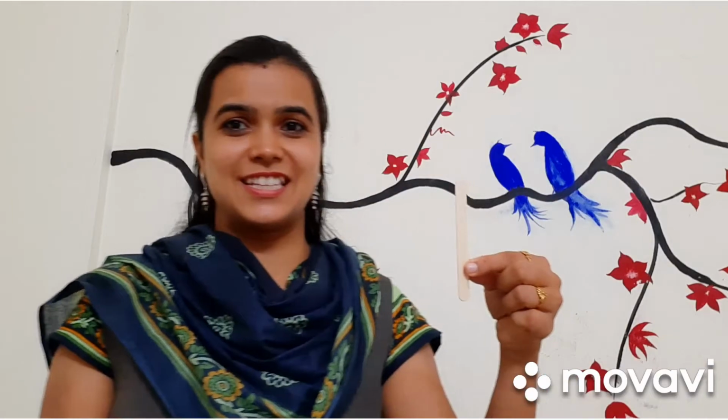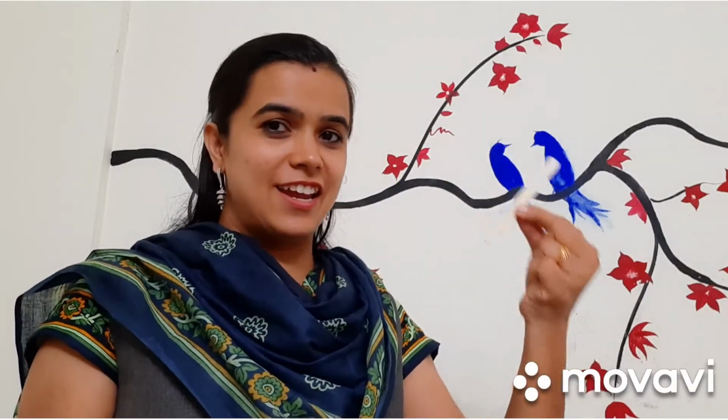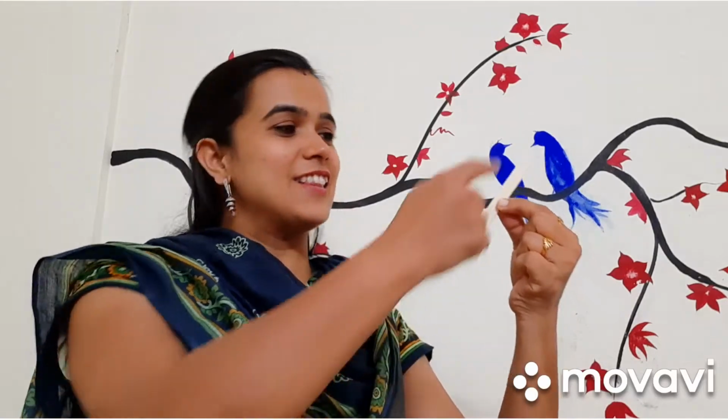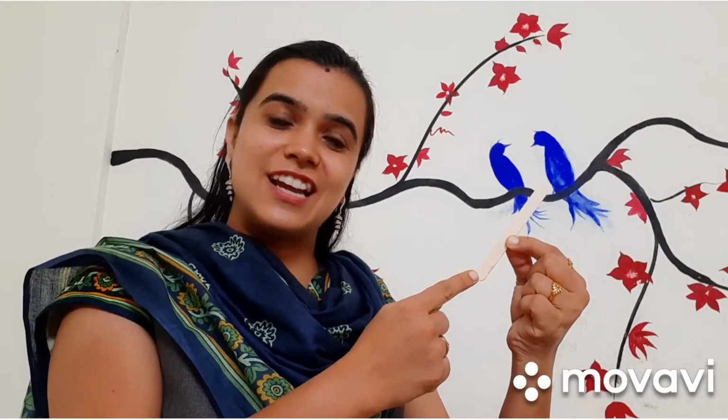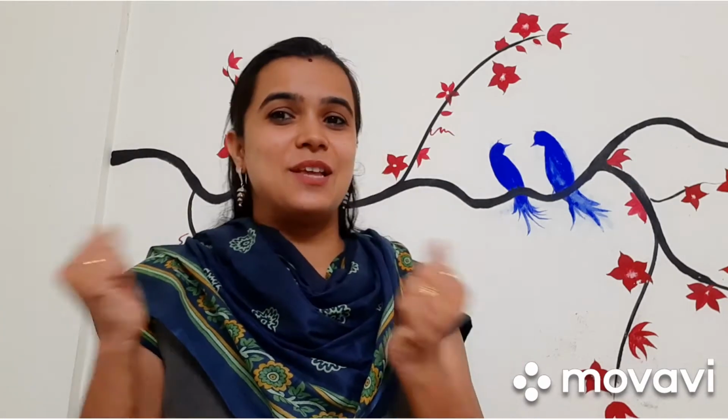Okay, I will show you one more object. What is this? Yes, this is an ice cream stick. Yes, so if I am holding it in slanting position, then this becomes a slanting line. Which slanting line? Forward slanting line, isn't it? Very good children. Now I am going to show you some pictures and you all will come to know what a slanting line is. Okay? So let's go and see the pictures.